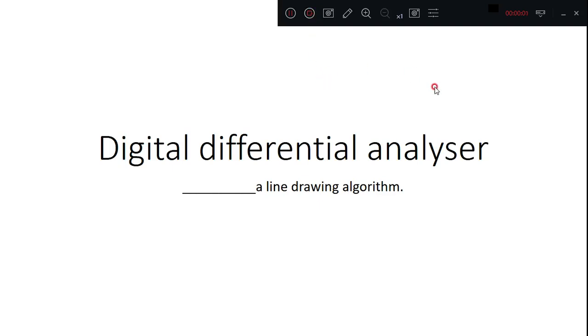Hello friends, today my topic is going to be about Digital Differential Analyzer. Digital Differential Analyzer is a line drawing algorithm, and as we all know, an algorithm is a step-by-step method of doing any task. Now here our task is to draw a line using the mechanism of digital differential analyzer.